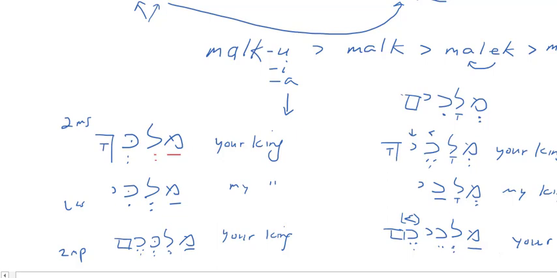Now, what I want to do is just walk you through some of the other segol nouns that you've seen in your textbook, because you may be wondering, well, Dr.